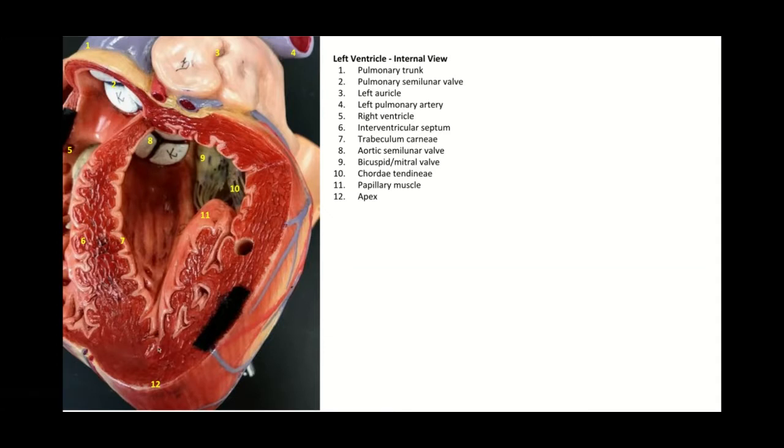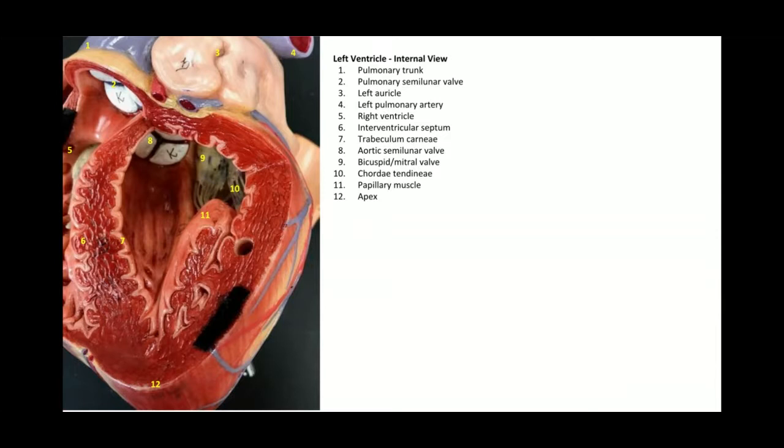The other thing is the apex of the heart, number 12. And as you see here, the apex of the heart is made up only of the left ventricle. The right ventricle cannot participate in making it.